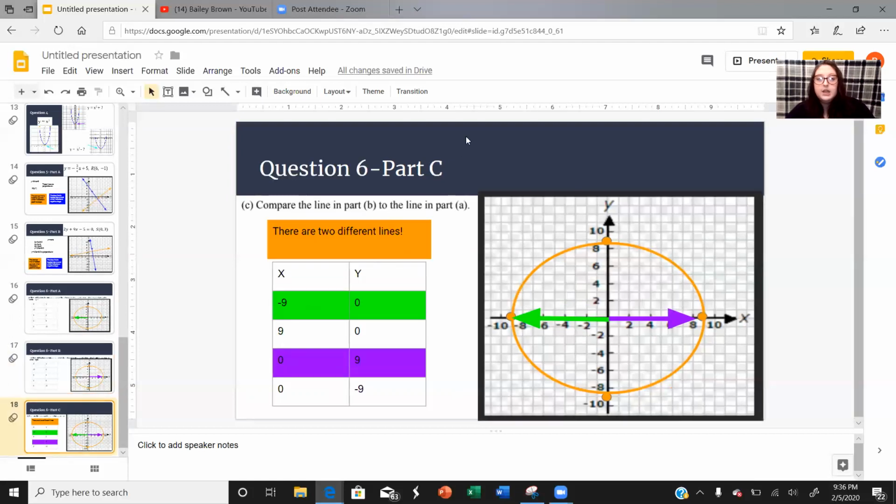In part C, it says compare the line in part B to the line in part A. So they're two different lines, and they're on two opposite sides. But if you look here at the difference, this green line is at point -9, 0. So that means we would move to the left 9 and we wouldn't go up or down. And the purple line starts with a 0, so we don't go up or down, but we only go to the right 9. So the tangent is on very opposite sides because one's positive and one is negative.